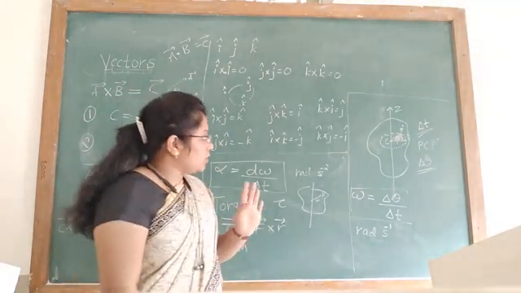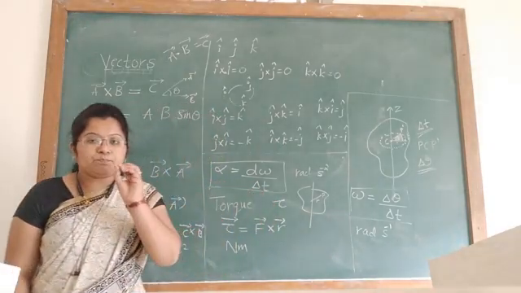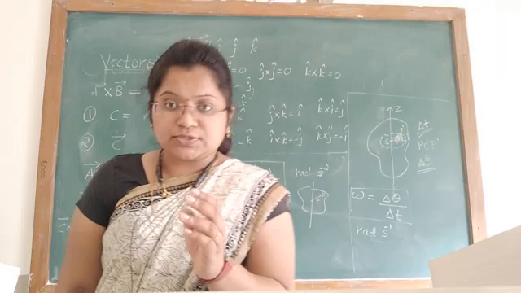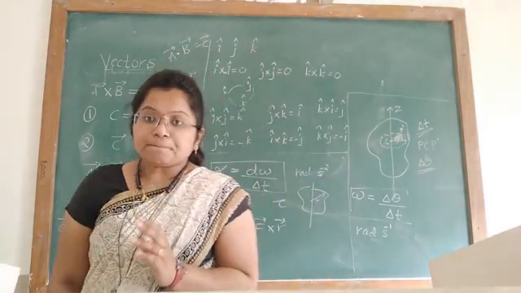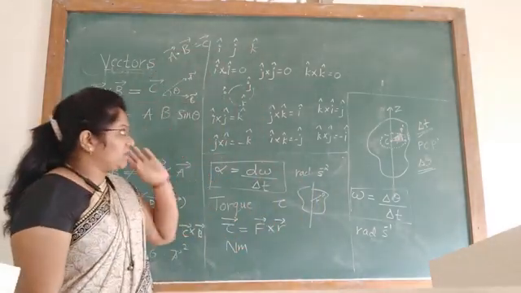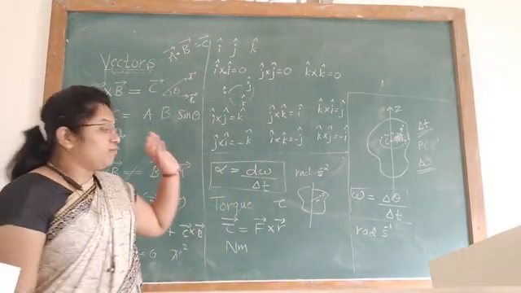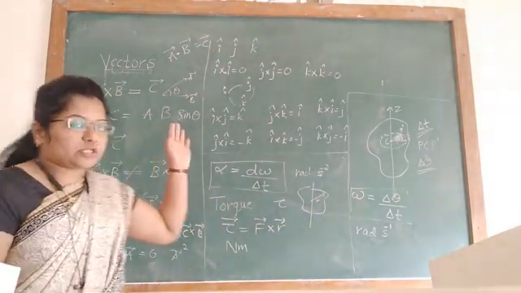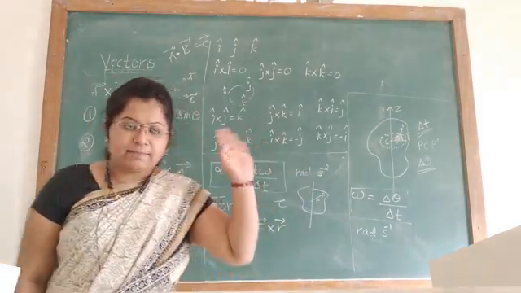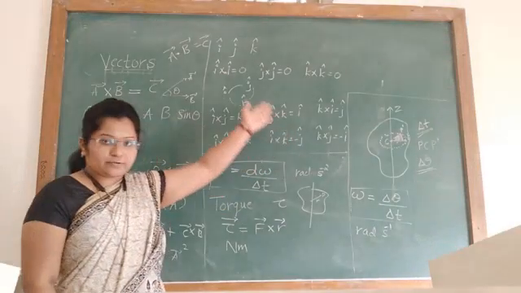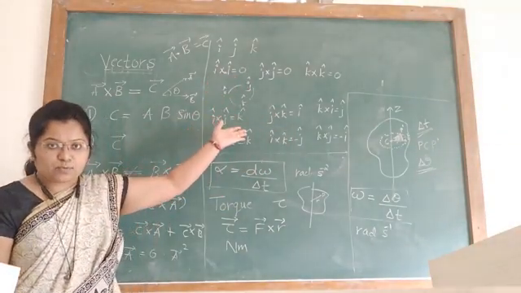So this is about torque, about some parameters with respect to objects under rotational motion. The remaining things we can discuss in the next class. What we did in today's class: we studied about vector products of two vectors A, B and C, and some properties with respect to that. You just note down all these things in your book.